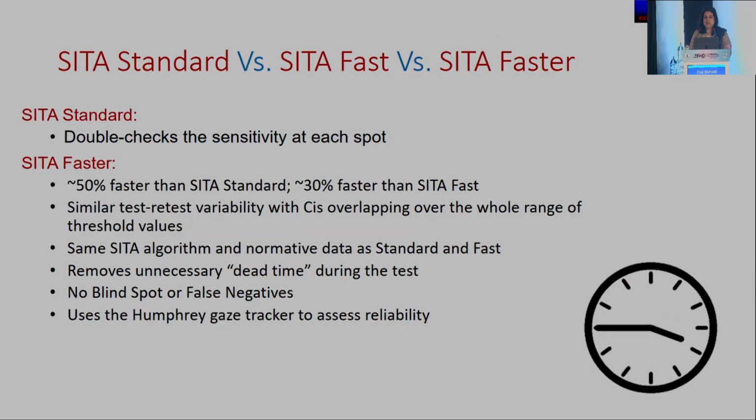SITA Standard double checks the sensitivity at each spot. SITA Faster is 50% faster than SITA Standard, as I've already talked about. It removes the unnecessary dead time during the testing. There are no blind spot or false negatives entirely, it focuses on the gaze tracker to assess the reliability.